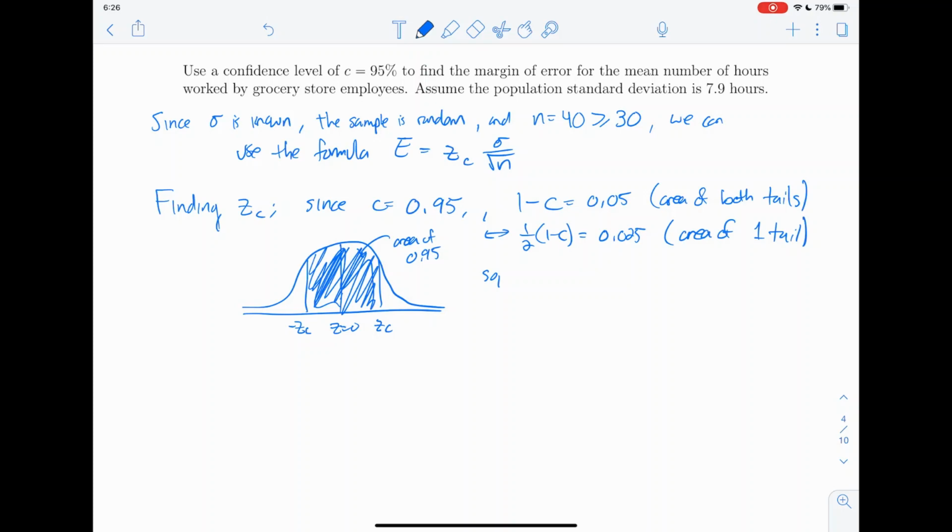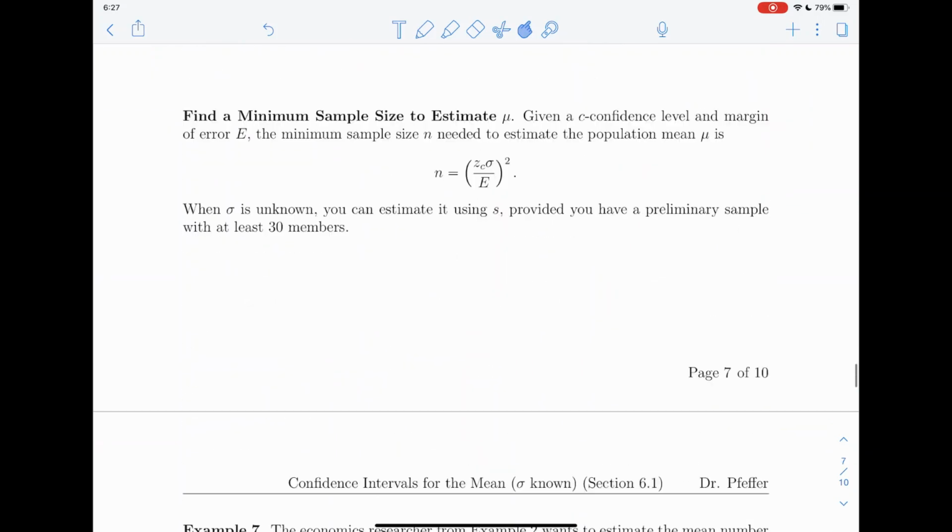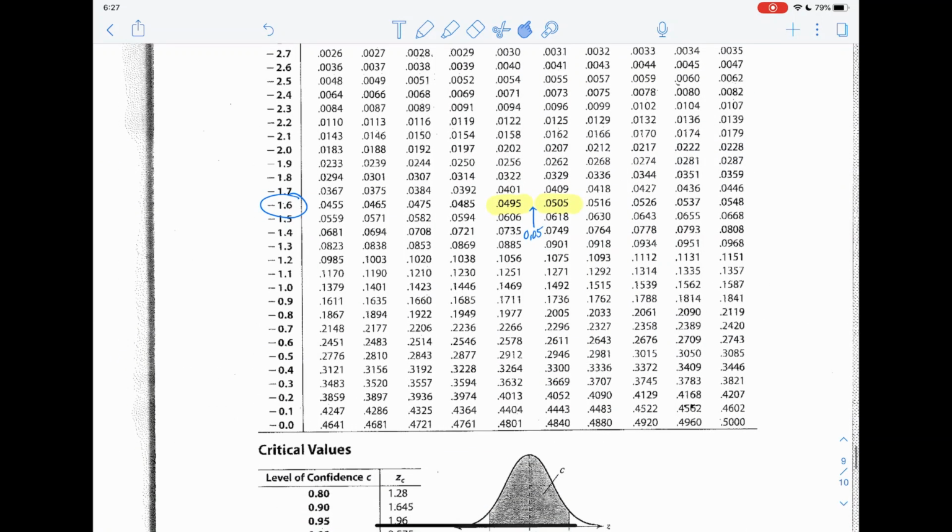So negative z sub c is the z-score corresponding to an area of 0.025. At this point, we go back to the table, which we're going to do right now, and we need to find an area of 0.025.